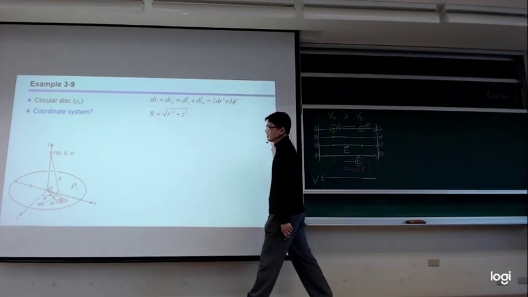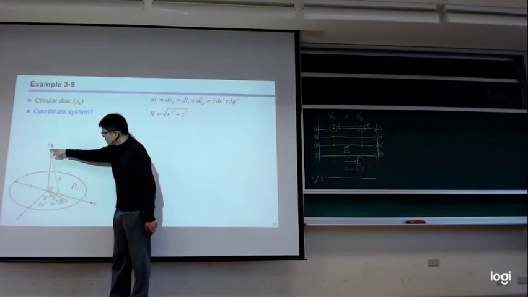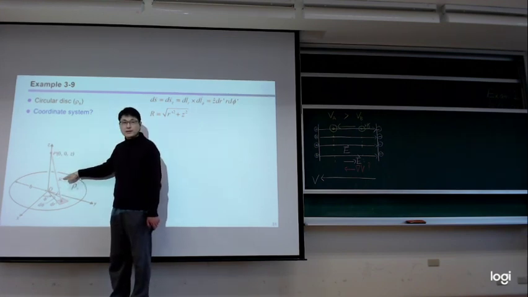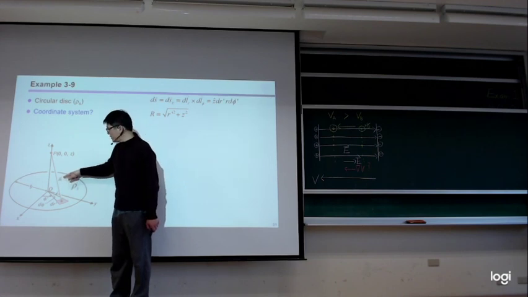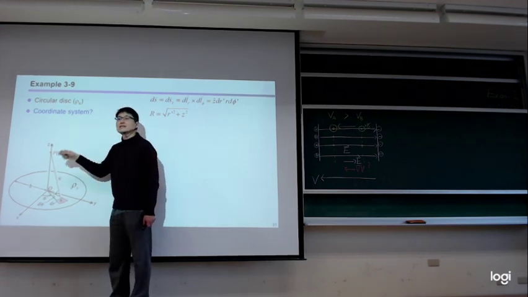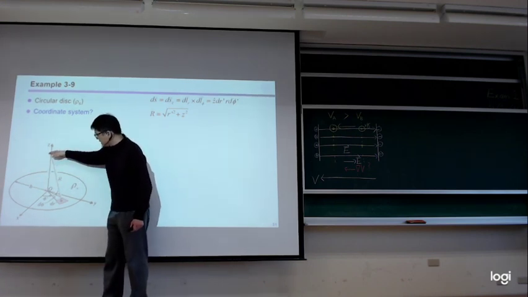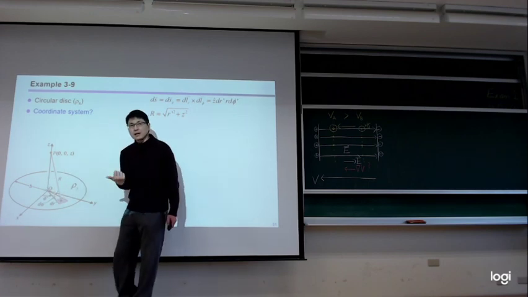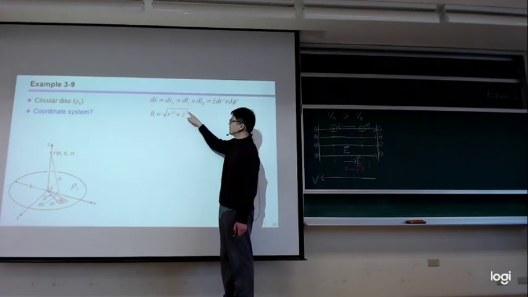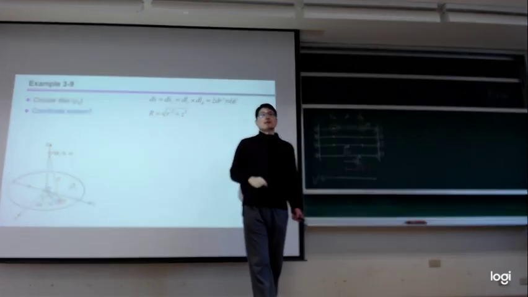Okay? For each differential surface, from its center to my observation point, I must know the distance. And that distance is easy, right? The observation point is 0, 0, z, somewhere on the z-axis. So that distance is z, and this distance is r prime. So basically, r prime squared plus z squared, and you take the square root, and that is my proper expression for the distance.